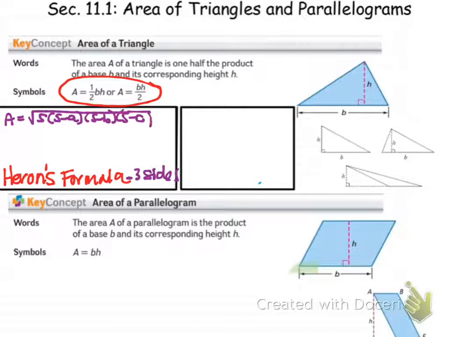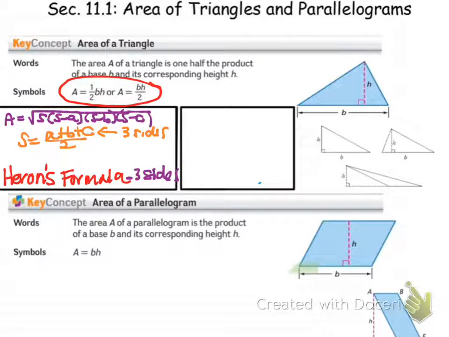It's actually a pretty easy formula. You just have to know what S means. S you get from doing A plus B plus C over 2, where A, B, and C are your three sides. So you add all three sides up, divide by 2, and then you just plug it into that formula, and it's very easy.